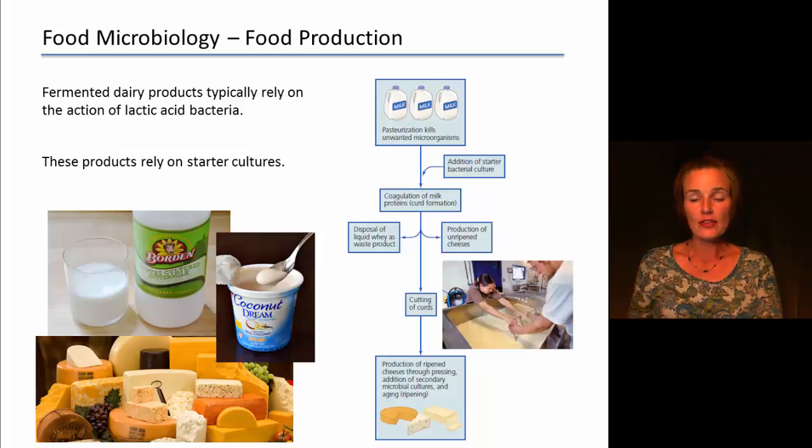We're then going to allow that fermentation process to take place. This is going to produce some curds, and then those curds are going to be filtered out and collected. That will result in a lot of the different cheeses that we do have. Besides the ones right here, we could also have things like cottage cheese, which is not shown on this particular slide.